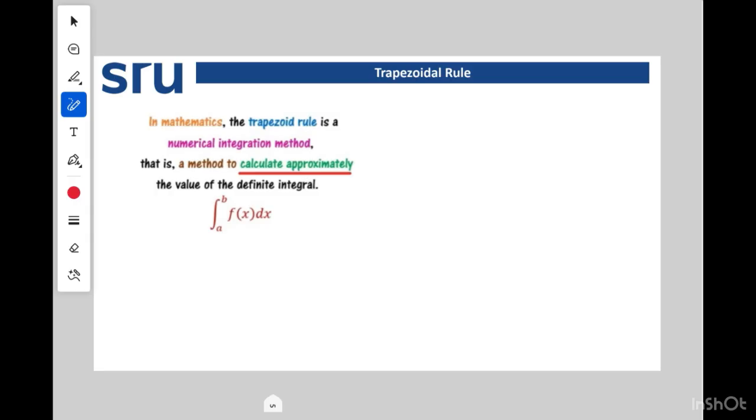In mathematics, the trapezoidal rule is a numerical method which is used to find the approximate value of a definite integral, which is defined by the integral from a to b of f(x) dx. So here our aim is to find the integral of this function under the curve from a to b. So how does the trapezoidal rule work? Come to the previous slide.